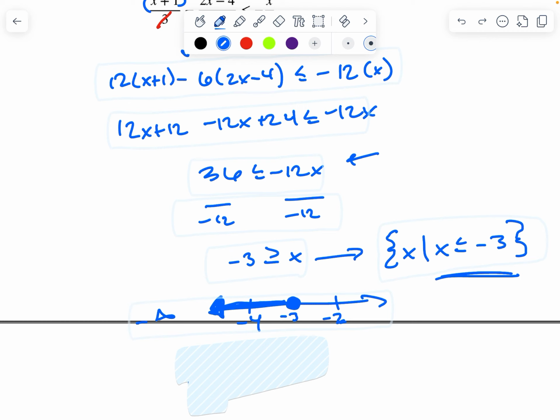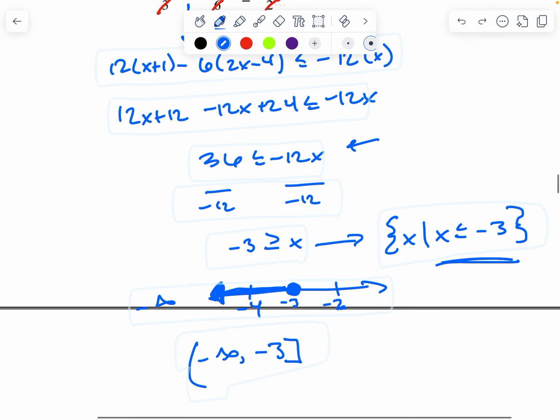You could put that on a number line, set builder notation, and your interval notation. This time it's shaded all the way from negative infinity to negative 3, right? We're always reading it left to right. It's shaded from negative infinity to negative 3. Negative infinity will never have a bracket. In this case, the negative 3, since it's a closed circle, and since our actual solution had that less than or equal to, we're going to use a square brace here.